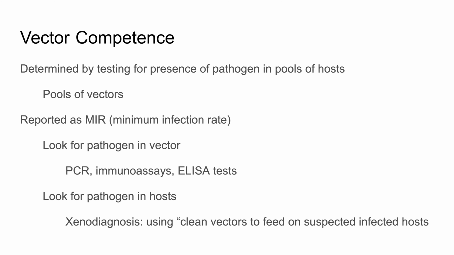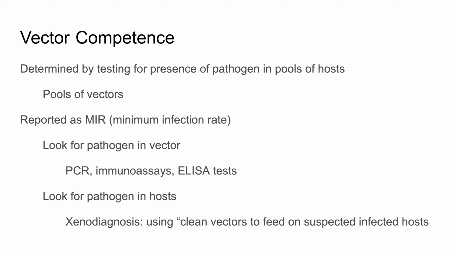So vector competence, how do we determine it? What are some of the things that are done? It's determined by looking for the pathogen in pools of hosts. So they'll collect a whole bunch of mosquitoes and run some kind of test. We used to do this over in Dr. Kern's lab. We would go through the mosquitoes and find those that had recently taken blood meals. And then those blood-fed mosquitoes were run through a series of tests for different viruses and diseases that may have been present. So we would use PCR for that.